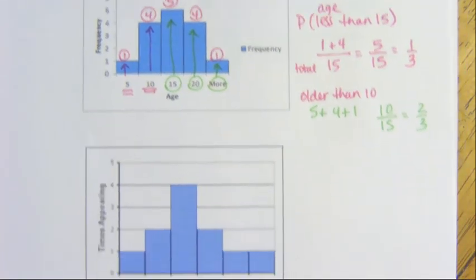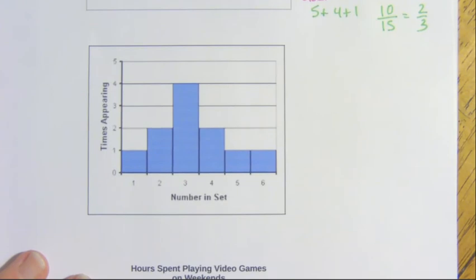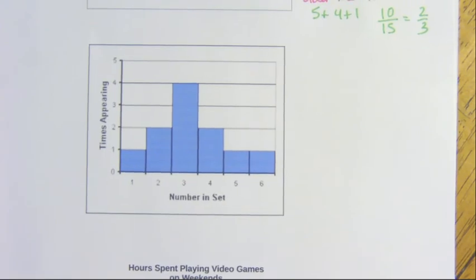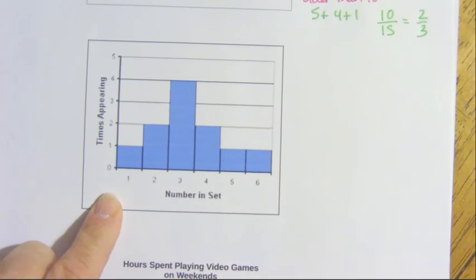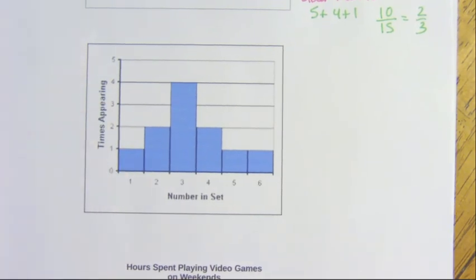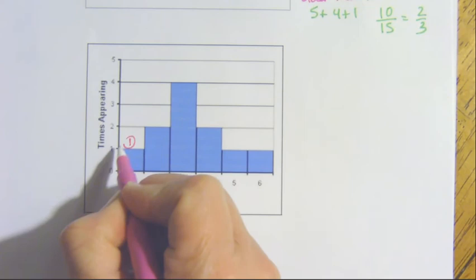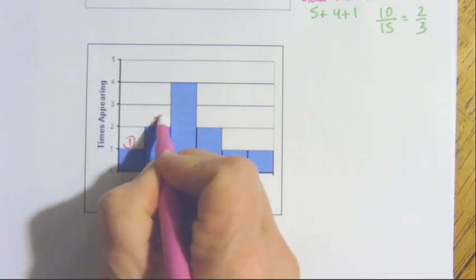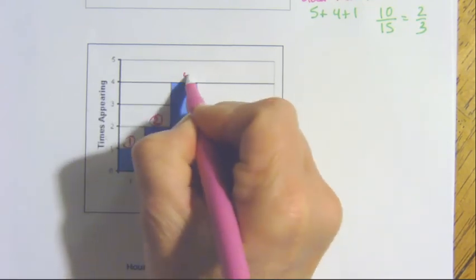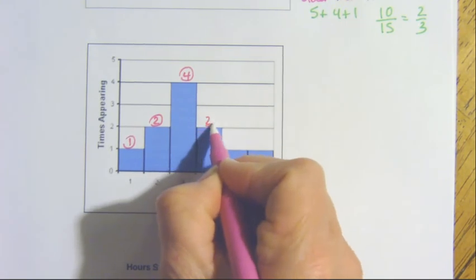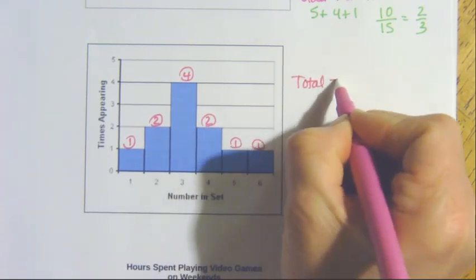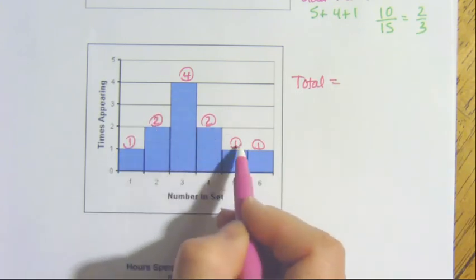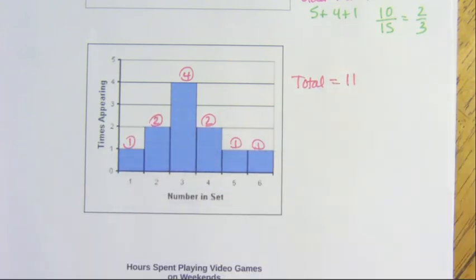All right, let's look at another one. In this one here, I've just got numbers at the bottom, but those aren't the numbers of how many there are. I need to figure out how tall these graphs are. So this bar right here goes up to 1. This bar goes up to 2. This bar goes up to 4. This one goes up to 2 again, a 1 and a 1. So this time the total is 4, 5, 6, 7, 8, 9, 10, 11. So the total is 11.